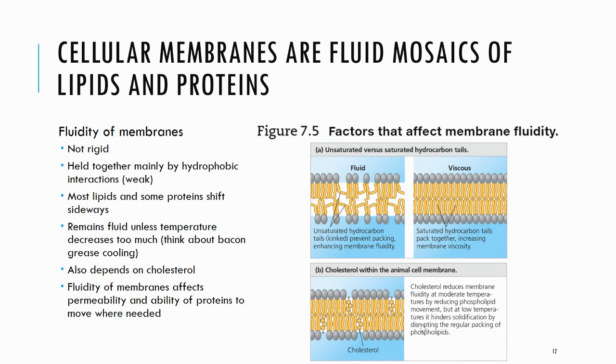And the fluidity of the membrane affects permeability, which is like how easy it is for something to get in and out, and the ability of proteins to move where they are needed. So you can see in picture B here that we have cholesterol in our animal cell membrane that helps with fluidity.